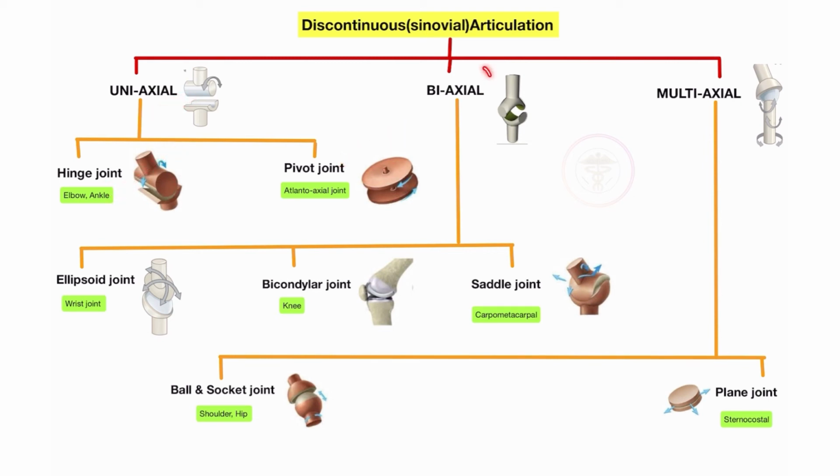Second is the biaxial joint, which is movable in two axes. It may be an ellipsoid joint, also called condylar joint, bicondylar joint, and also saddle joint. These are the biaxial types of joint. Ellipsoid or condylar joint is present in the wrist joint, so these are called ellipsoid or condylar joints. Bicondylar joint, bicondyles, is present in the knee joint. So it's called bicondylar joint.